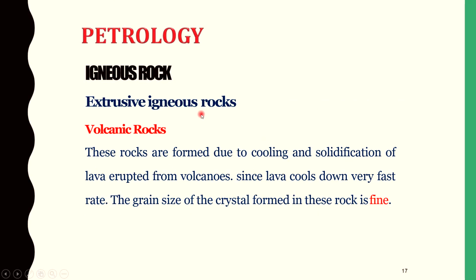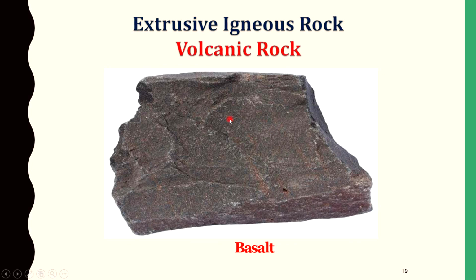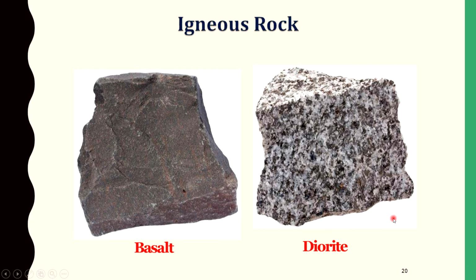Okay, now extrusive igneous rocks. The next is volcanic rocks. These rocks are formed due to cooling and solidification of lava erupted from volcanoes. Since lava cools down very fast, the grain size of the crystals formed in this rock is fine. So this is a volcanic rock, extrusive rock. This is one more example of volcanic rock, that is basalt. Okay, so these are the igneous rocks.